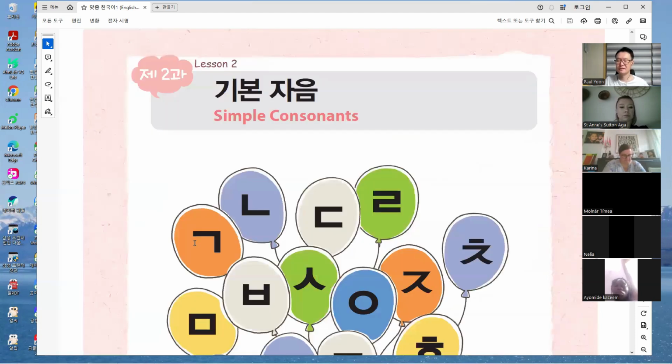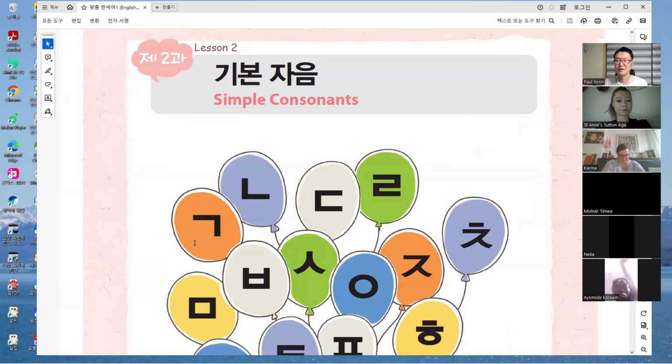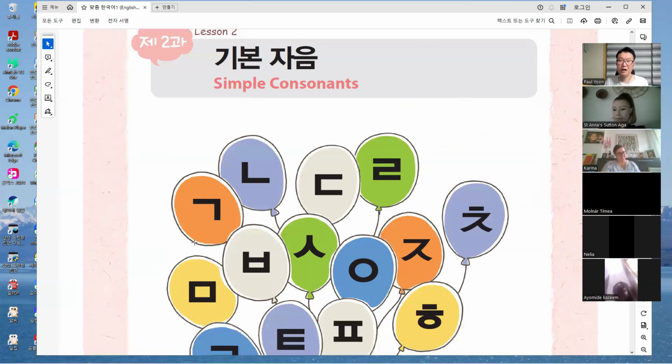Now, this one is about consonants. Basic consonants, 기본 자음. Consonant, in Korean, 자음. So there are 14 basic consonants. 기본 자음, 14. Let's try that.